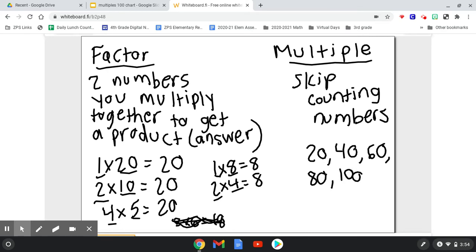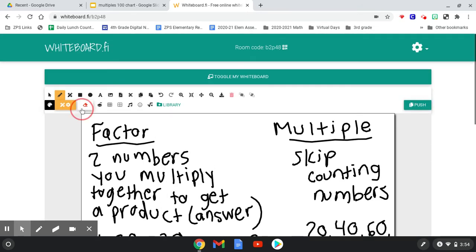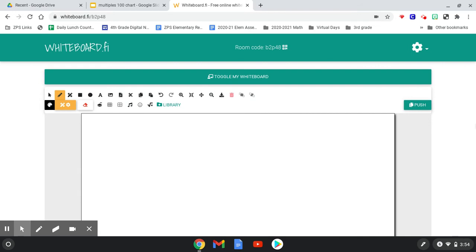I'll use that same example with the number 8, just like I did with factors. I would start with that number, and I would just start counting up, skip counting by 8s. So factors are 2 numbers that you multiply by to get the answer, and a multiple is skip counting. Let's practice a few together, then I'll have you work on an activity here in just a second. I need to clear my whiteboard so I have a little bit more room to write. If I'm going too fast, you can always pause the video.